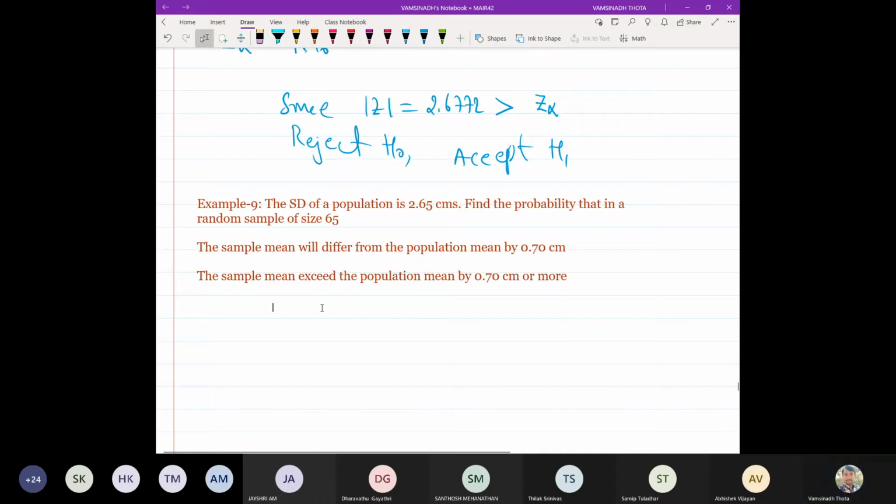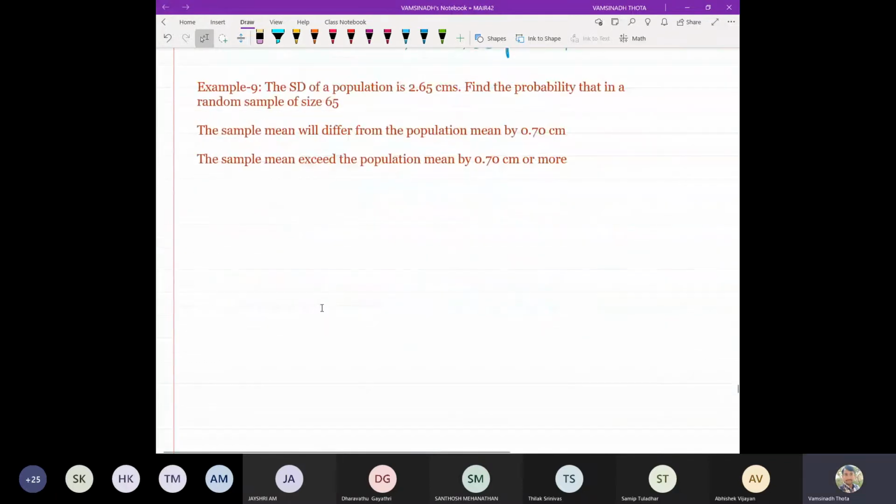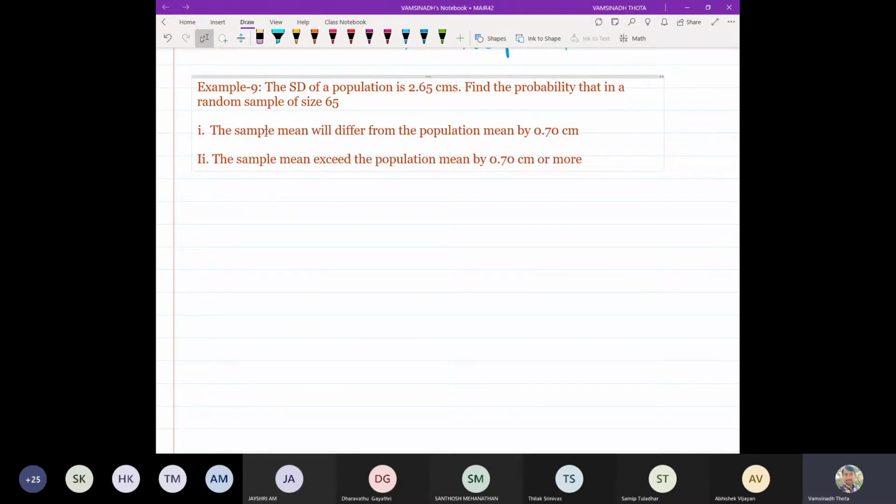Okay, right. So the first problem for today's section is: the standard deviation of a population is given to be 2.65 centimeters. Find the probability that in a random sample of size 65, the sample mean will differ from the population mean by 0.70 centimeters, and the other one, the sample mean exceeds the population mean by 0.70 centimeters.